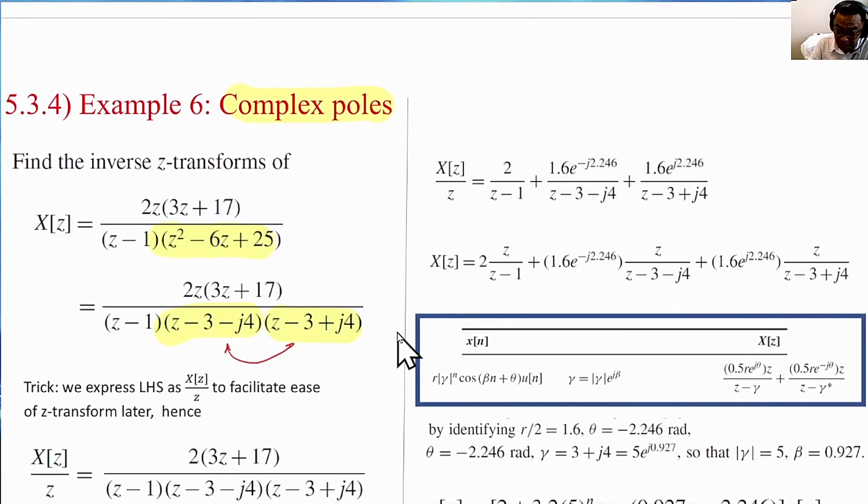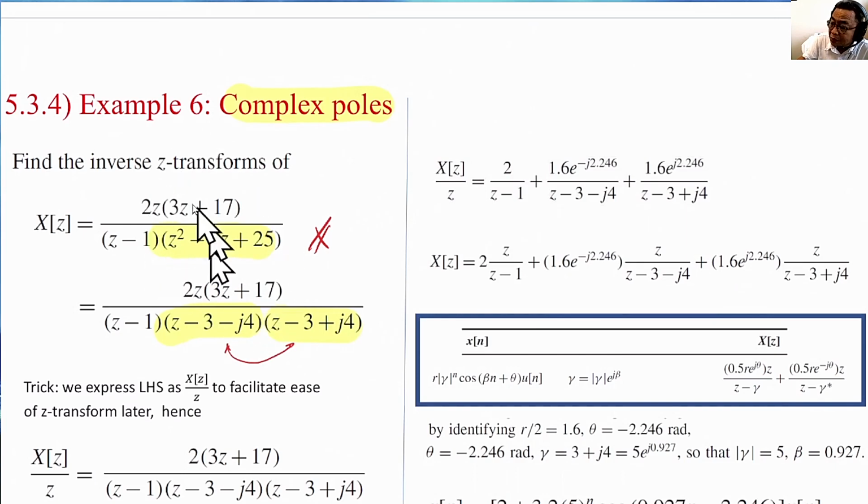So let's begin. We have an expression 2z times 3z plus 17 over this denominator here. So we have a proper rational function because the numerator has power of 2 and the denominator power of 3. In this problem, we are using positive powers of z here. Positive powers of z allow us to do factorization more easily because we are more familiar with it. So what do we do? Well, we are interested to factor z squared minus 6z plus 25 first.